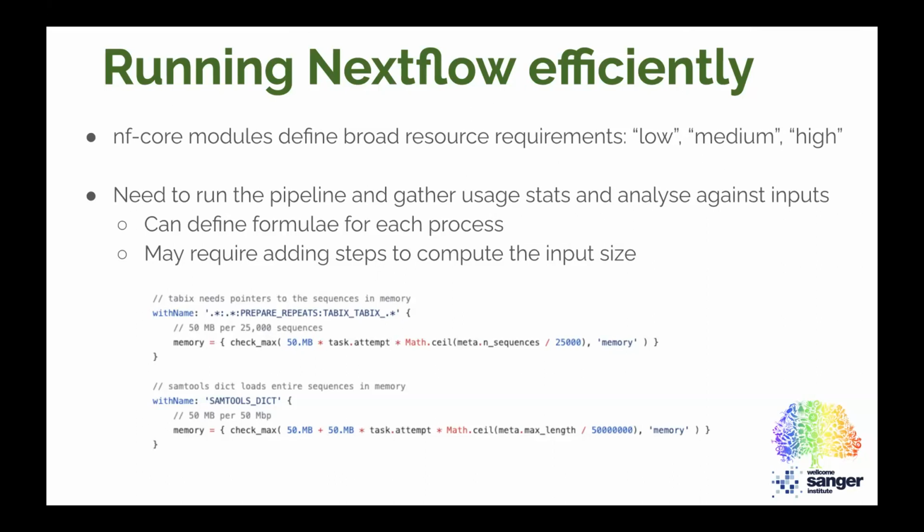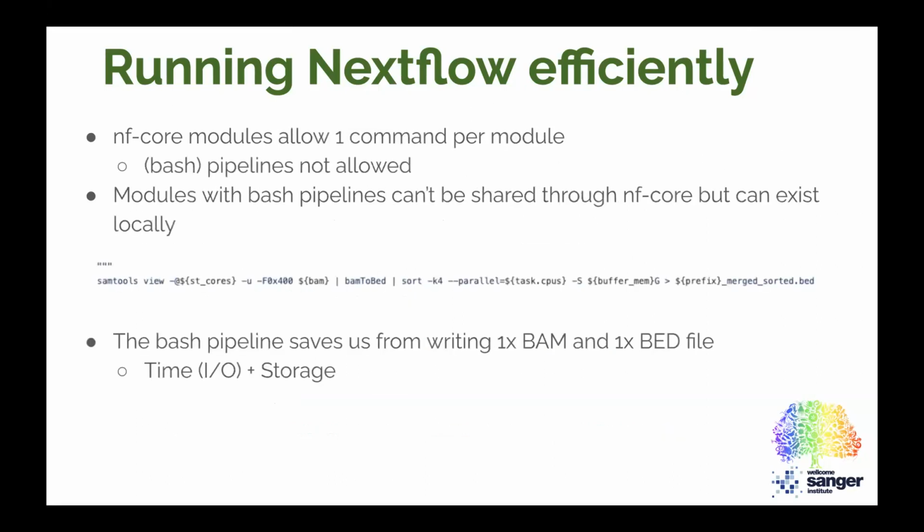Then another thing we found is that as a policy in NF-Core, one module can only run one command of your software. So you've got the batch pipeline, where you've got command A piped into another command, having another command. That's not allowed as an NF-Core module. I mean, it's still allowed as a local module in the pipeline. Of course, Nextflow doesn't prevent you from doing that, but you won't be able to share it with other people, other collaborators, through NF-Core.